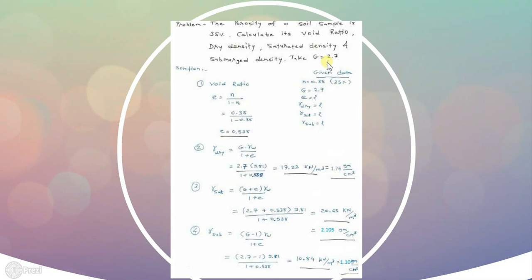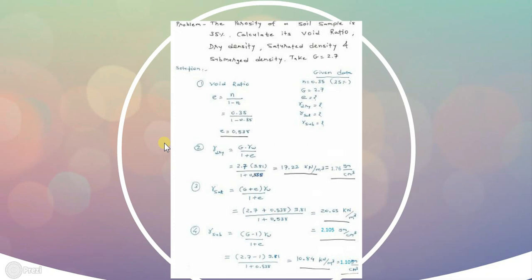Let us find the first item, void ratio. We have already discussed the formula: E is equal to n upon 1 minus n. N is given as 35%. I will take n as 0.35. So void ratio is coming 0.538.